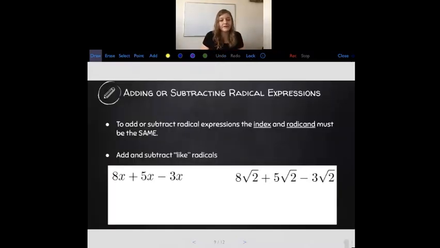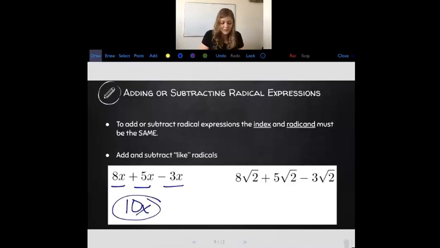Adding or subtracting radical expressions. In order to add or subtract radical expressions, the index and the radicand must be the same. So what this means is that we can really only add or subtract like radicals. Reviewing something that we've talked about previously with combining like terms, if we have 8x plus 5x minus 3x, we would have 8 plus 5 is 13x minus 3. This would be 10x.